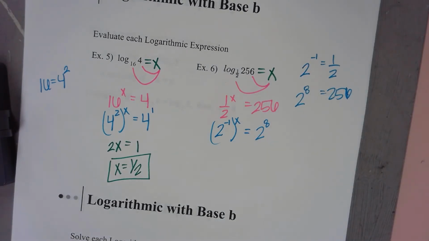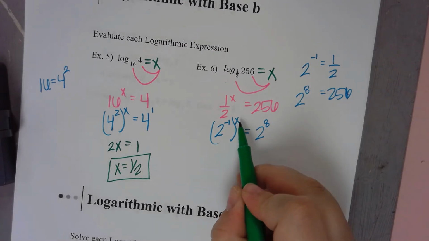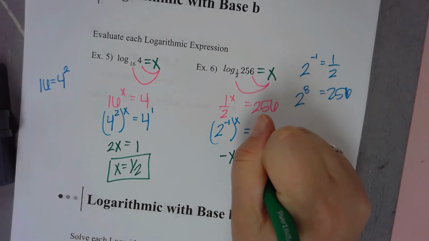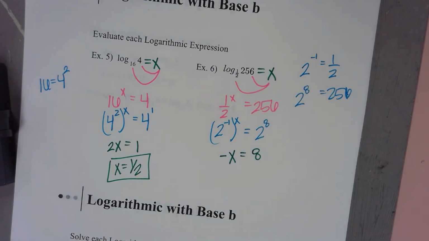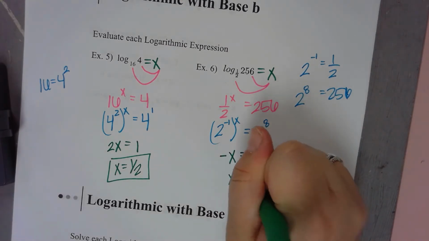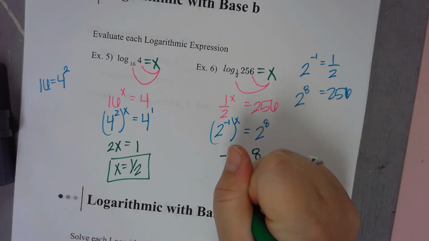Our bases are the same. Just remember that when you have power to a power, you need to multiply those together. And then we can set our exponents equal to each other. I'm going to have to divide both sides by a negative 1. And so x is equal to a negative 8.